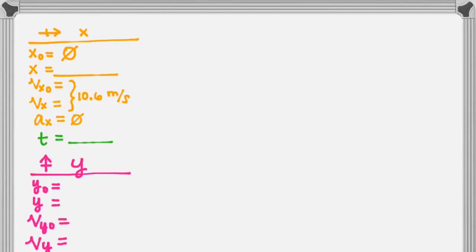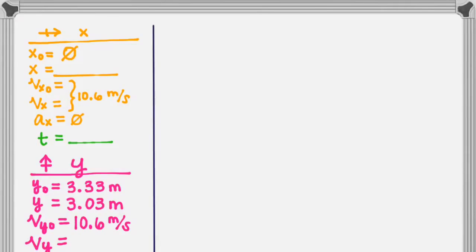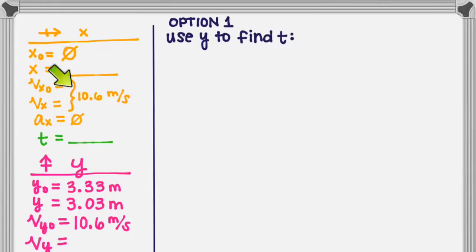Recall everything that we just did, and then we're going to go ahead and start analyzing that information. So let's start by looking at option 1. With option 1, we could use the y direction to find time, because again, time is independent. If I can find time here, then I can plug it in up there, and ultimately that's what I'm going to need to solve for the range.